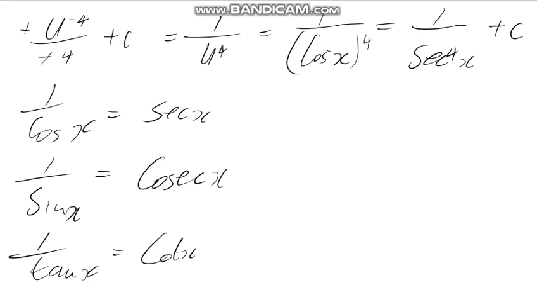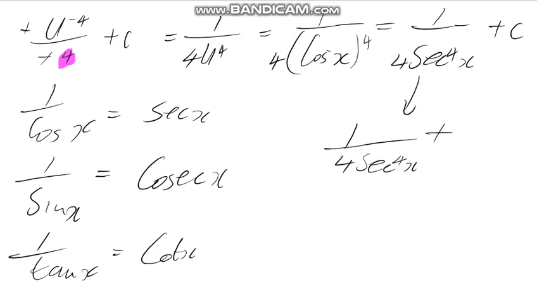That's how you solve this question. Remember to put the 4. Don't ignore the 4. So this you can write it as 1 over 4 times 1 over sec, or you can just write it like this, plus c. That's if you want to write it like that.